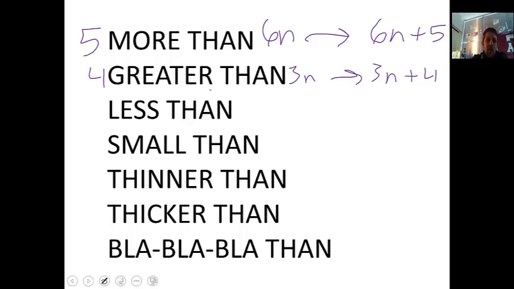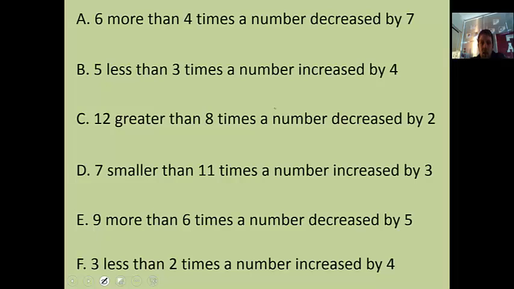So you can think of anytime you see the word "than," it just means to switch places. And I don't know, it's just written like that. So more than, switch; greater than, less than, smaller than, thinner than, thicker than, and blah, blah, blah than. All right? So let's practice.